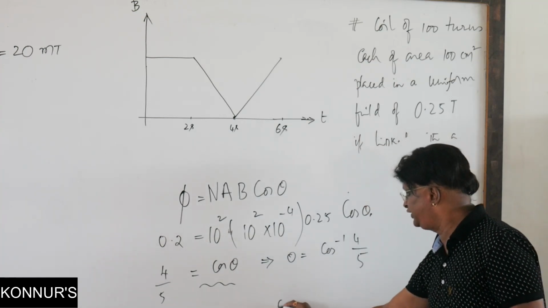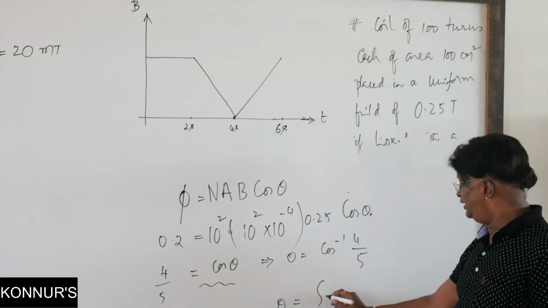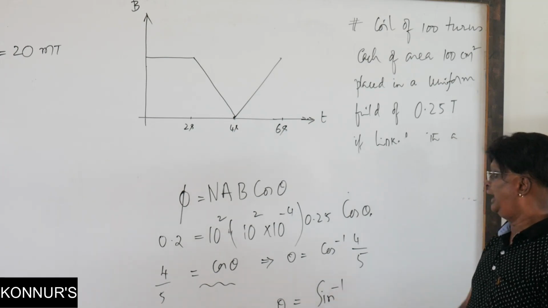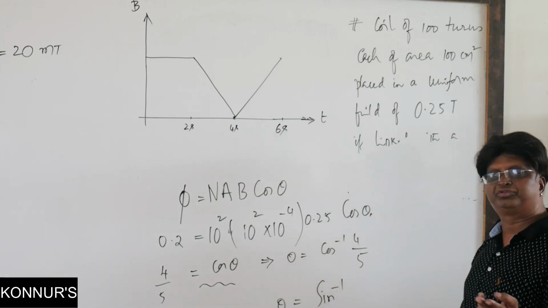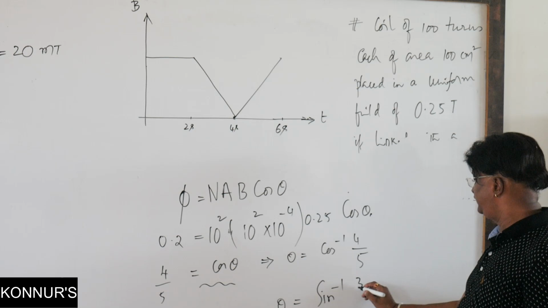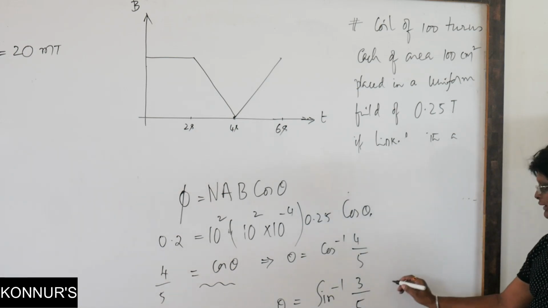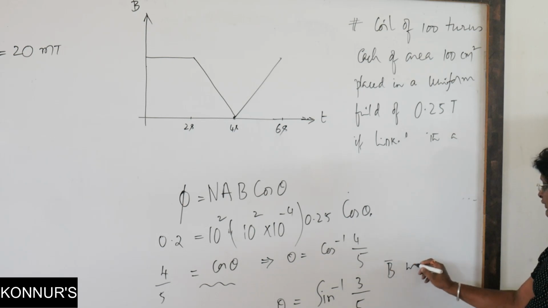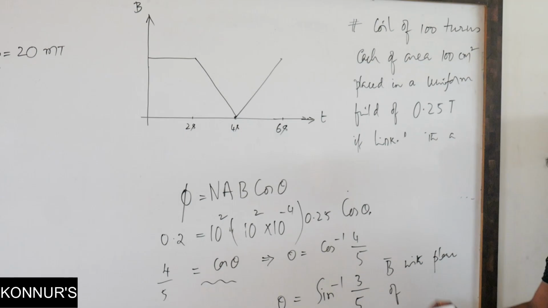Therefore our answer is 90 minus theta. Cos of 90 minus theta will give sin theta. So cos theta equal to 4 by 5 means sin theta equal to 3 by 5. Therefore the answer is sin theta equals 3 by 5, theta equal to sin inverse of 3 by 5. This is B bar with the plane of the coil. And that is the key point.